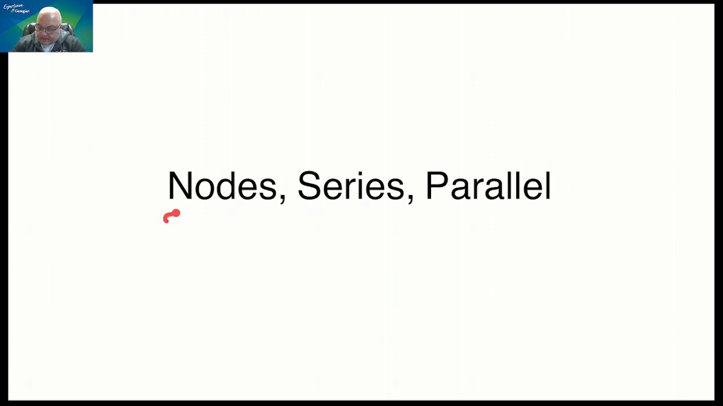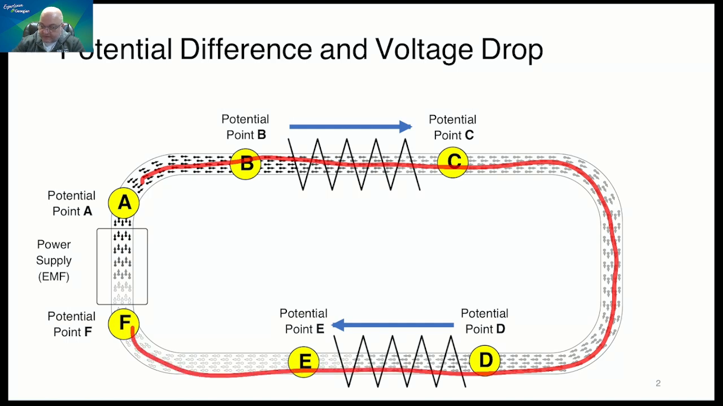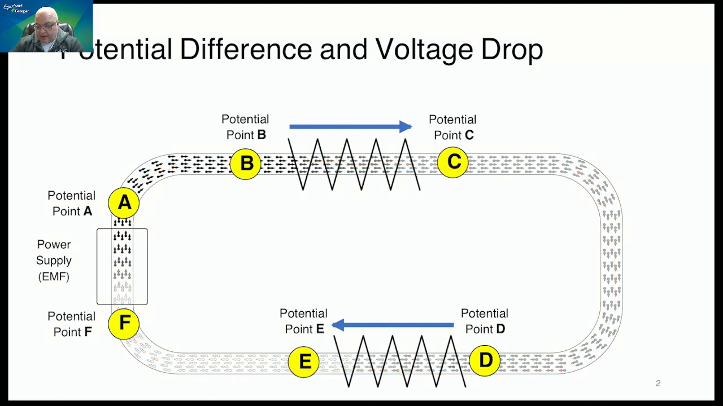We're going to discuss how to use nodes in order to distinguish the arrangement of the resistors in series or in parallel. As a review, I would like to go back to the simple representation of the circuit where the power supply here is providing the electromotive force. It is pushing the electrons through, and the electrons are going to have to pass through this wire and the components that are connected to the wire.